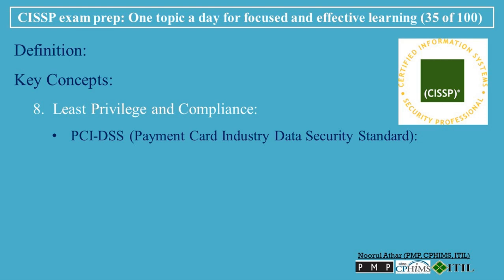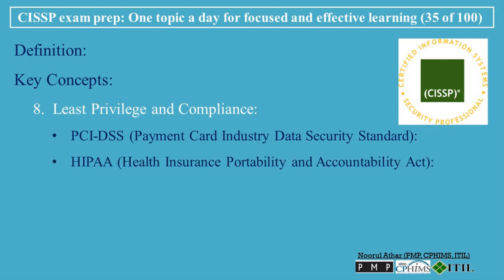PCI-DSS, Payment Card Industry Data Security Standard, requires that organizations enforce strict access controls to ensure that only authorized personnel have access to cardholder data and critical systems. HIPAA, Health Insurance Portability and Accountability Act, mandates that healthcare organizations limit access to electronic protected health information, EPHI, to only those employees who need it to perform their job functions. GDPR, General Data Protection Regulation, requires that organizations implement appropriate technical and organizational measures, such as least privilege, to protect personal data and prevent unauthorized access.